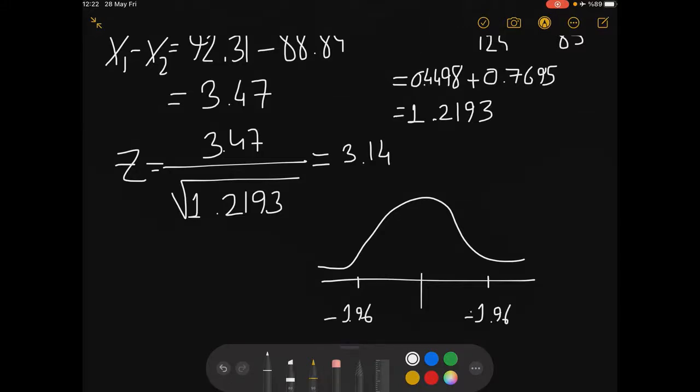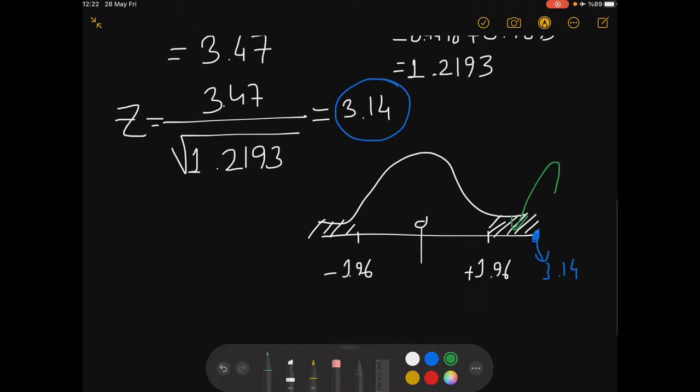Anyway, what we're interested in here, just remember our critical values here, minus 1.96 and plus 1.96, and this is your 0 point. What we're curious about is, are we rejecting our null hypothesis or not? Where are we located here? 3.14. We are here, so that means that we reject H0, right? We reject H0, so this is the answer to your question.